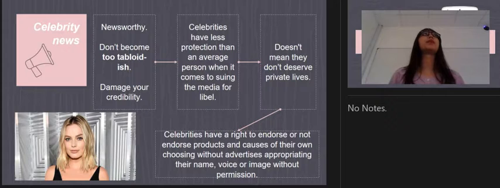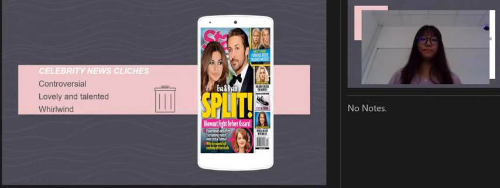This doesn't mean that celebrities don't deserve private lives, and journalists should be aware of the boundaries between the public interest and celebrities' private lives. Celebrities also have a right to endorse or not endorse products and causes of their own choosing, without advertisers appropriating their names, voices, or images without permission. You also need to avoid words such as controversial, lovely, and talented in your celebrity news.